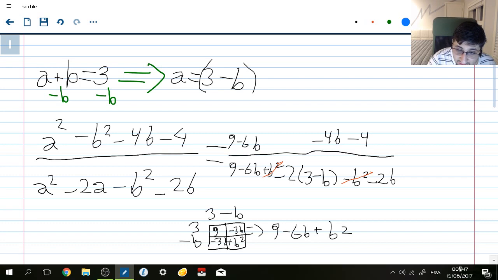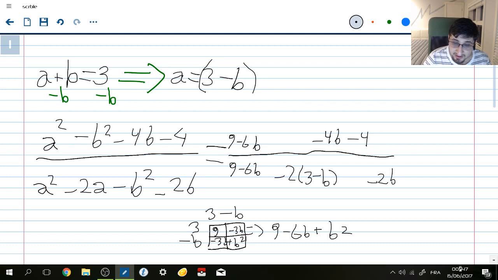And let me use it over here as well. So now this problem already looks easier to solve. However, we still have one more thing to expand. This 2 times 3 minus b.